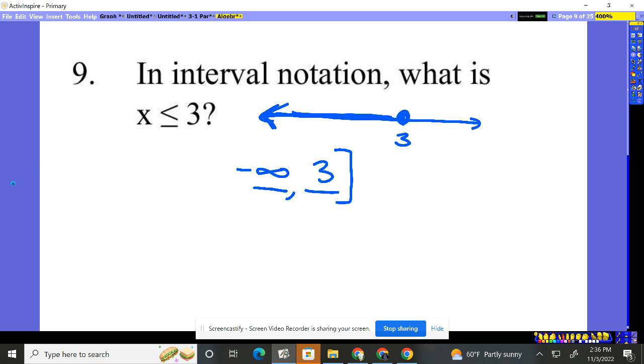It includes 3, so we put a bracket. You can never include infinity nor -infinity because they're concepts, they're ideas. They are not literally numbers. So we always put a parenthesis for those.